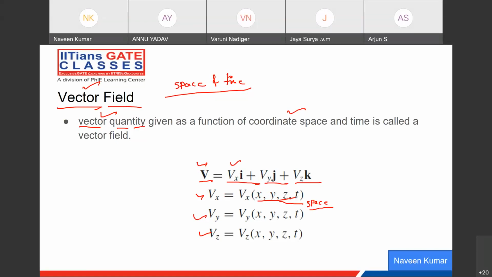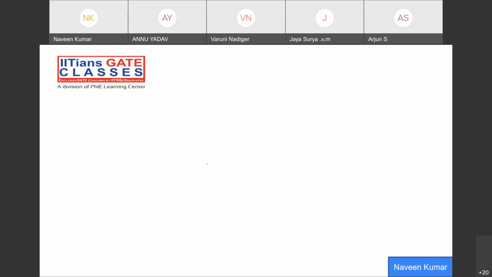Okay, so generally you will study a vector field. So you should know what a vector field is, right? So now you know what a vector field is. You can understand it very clearly whenever it comes.